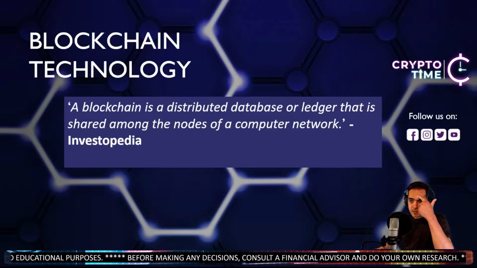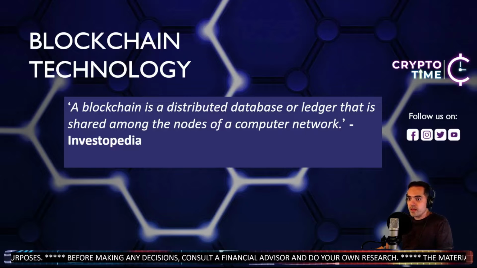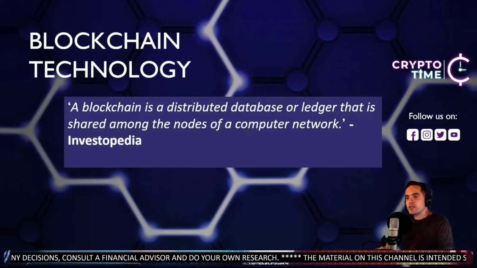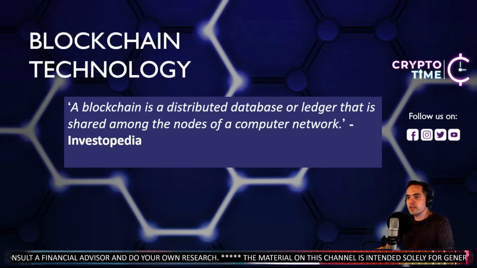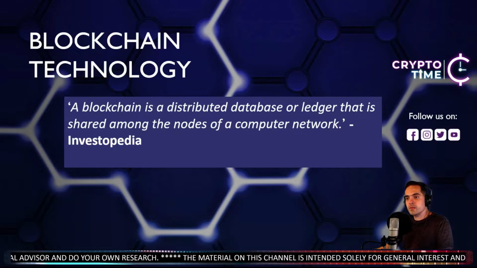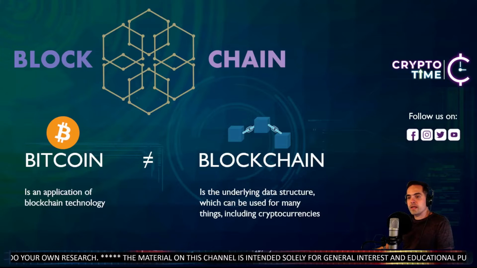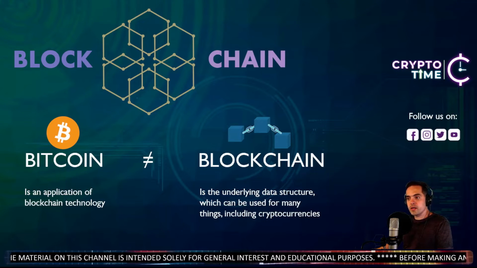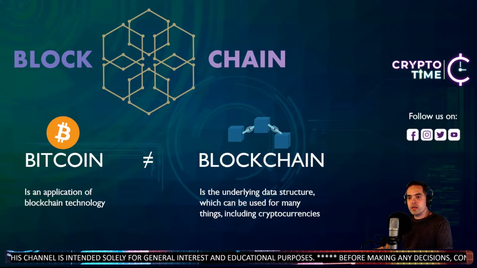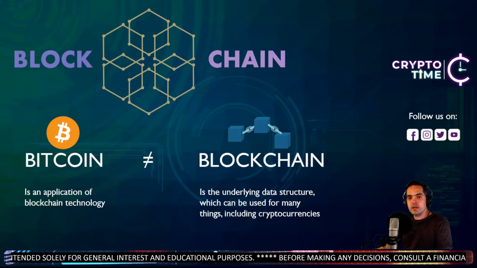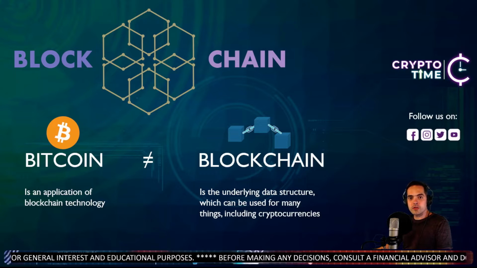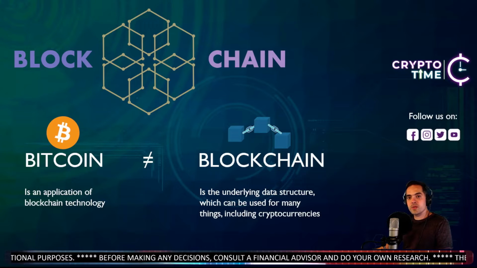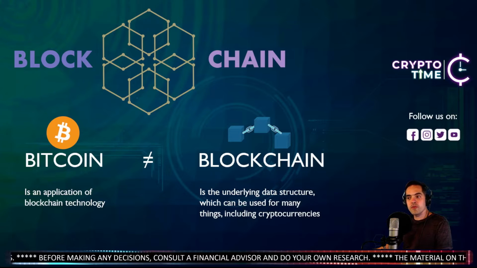So that's a quote or definition from Investopedia. A blockchain is a distributed database or ledger that's shared among the nodes of a computer network. We'll cover that in a minute. But before that, it's important to bring the difference between Bitcoin and blockchain. Bitcoin is an application of a blockchain. Blockchain is a technology. It's important to understand that. Again, Bitcoin is one of the applications of blockchain technology.